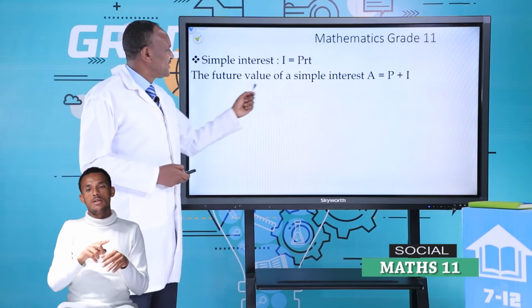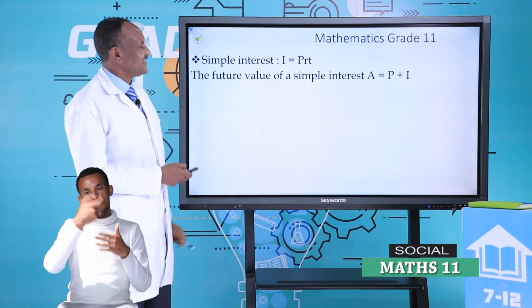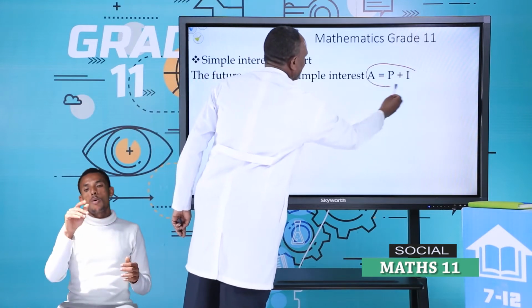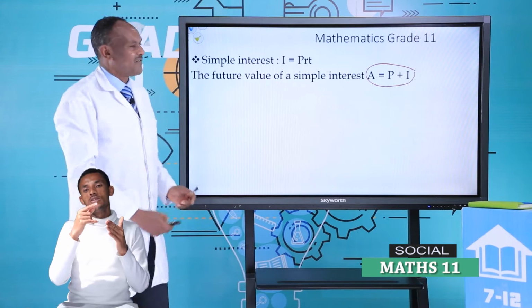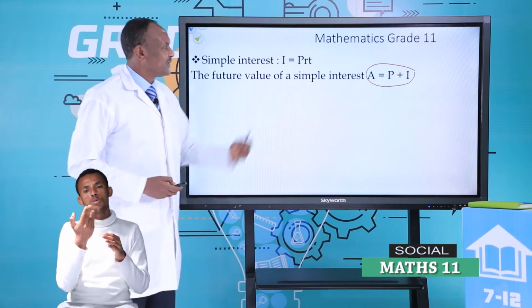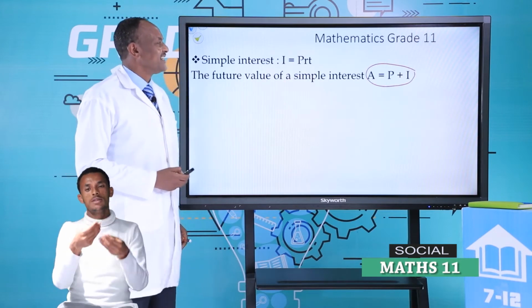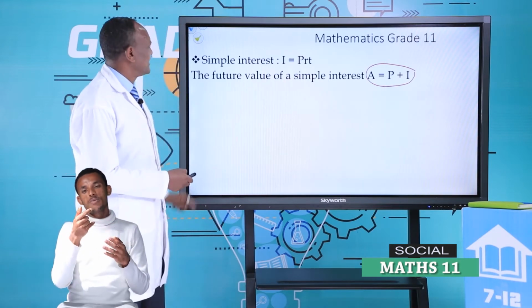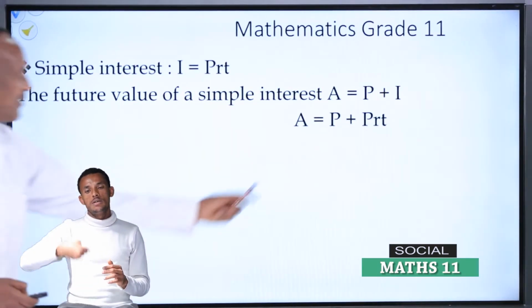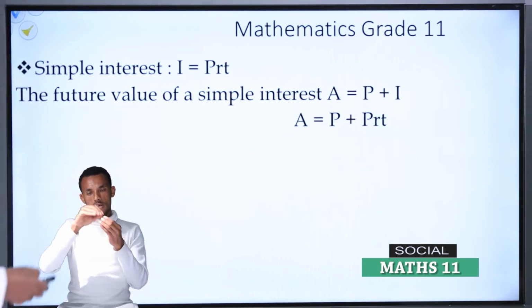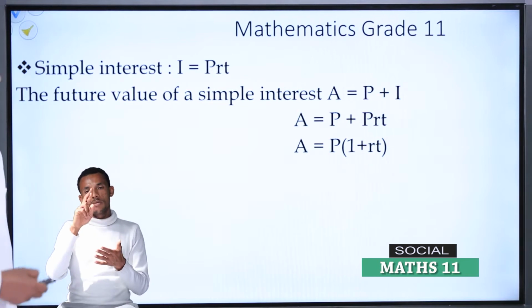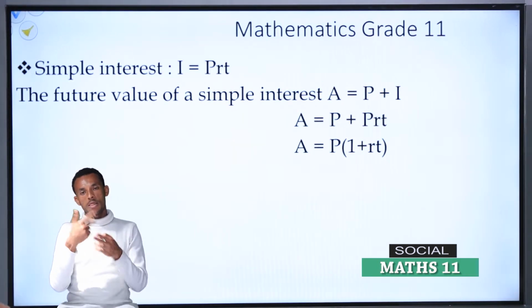And the future value of a simple interest, the amount, is equal to principal plus interest. The sum of those gives the future value. How much you have taken, after you use it, you will be charged. That charge is interest. Principal plus interest gives the amount, the future value. The other form is P plus PRT. We have a common factor P, the principal, the amount that you have taken, multiplied by 1 plus RT.